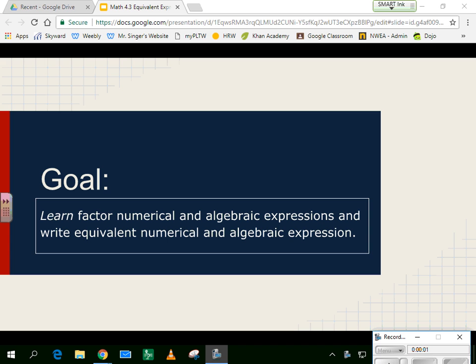All right, let's get into today's lesson. We're going to learn to factor numerical and algebraic expressions, and we're going to be able to write equivalent numerical and algebraic expressions. Write this down along with today's date and page number before moving on.